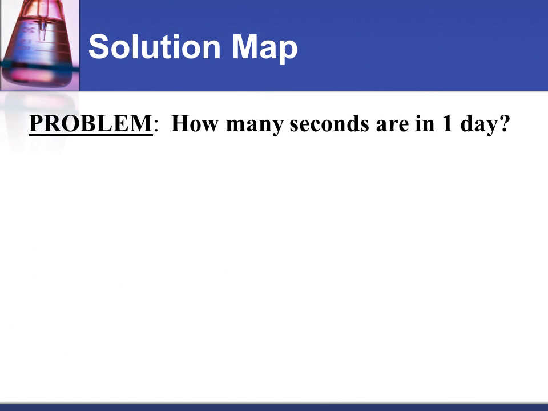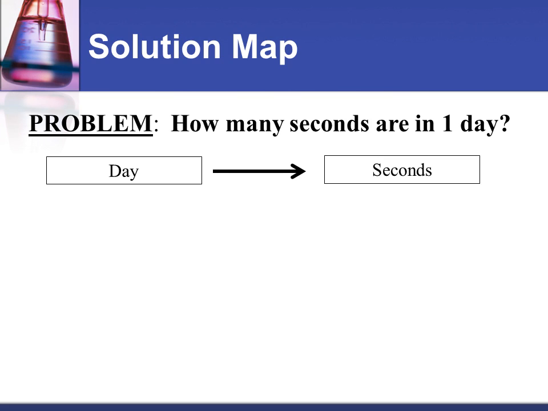In chemistry, the unit is just as important as the number in any measurement. So when wanting to convert from one unit to another, the first thing we do is read the problem and identify the given and the find. In this example, how many seconds are in one day? My given is 1 day, and my find is how many seconds.